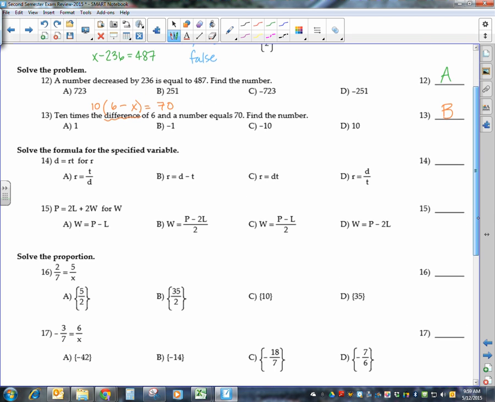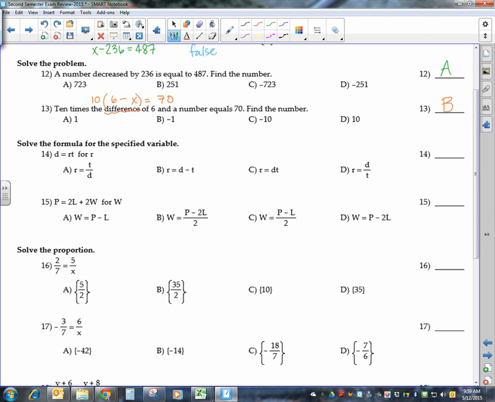All right, number 14. Solve for the specified variable, okay? D equals RT, I'm trying to get R by itself. What's happening on the same side with R is multiplication. So that means I'm going to divide. And when you're solving for that variable, you're trying to get it by itself. So I got to get rid of the other one. So the T goes away and R equals D over T, which the answer is D.